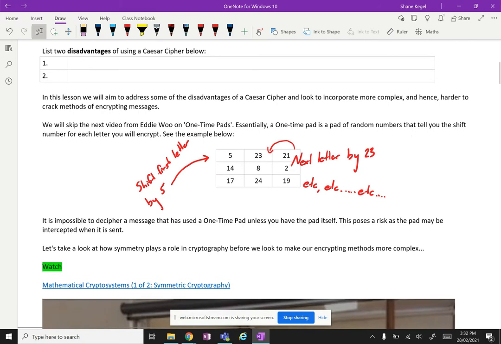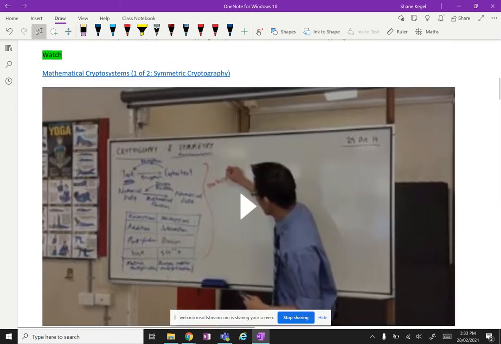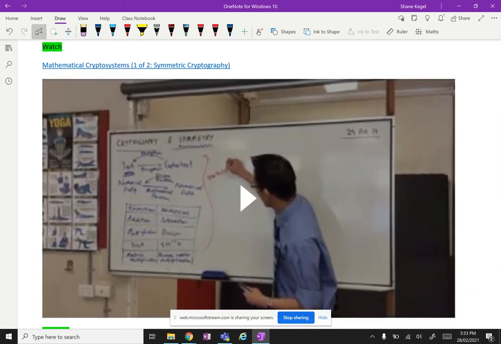Then it goes on and talks about the fact that we skipped one of Eddie Wu's lessons about one-time pad. So there's just a bit of a description there about what a one-time pad is. It doesn't really differ much from the Caesar cipher, and is very rarely used, so it wasn't really that important to look into. We then have Eddie Wu introducing symmetric cryptography in this video, which is great.